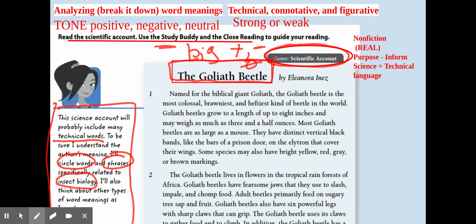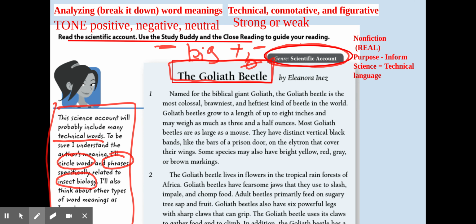Okay, so with that being said, pause me, and you need to go through and read the Goliath beetle. And I will ask you some questions in a little bit. I'm going to put this on Edpuzzle, and I'll have questions that pop up to check for understanding. So I'll be inserting a question here, and I'll be inserting a question here, and I will also be inserting a question here.